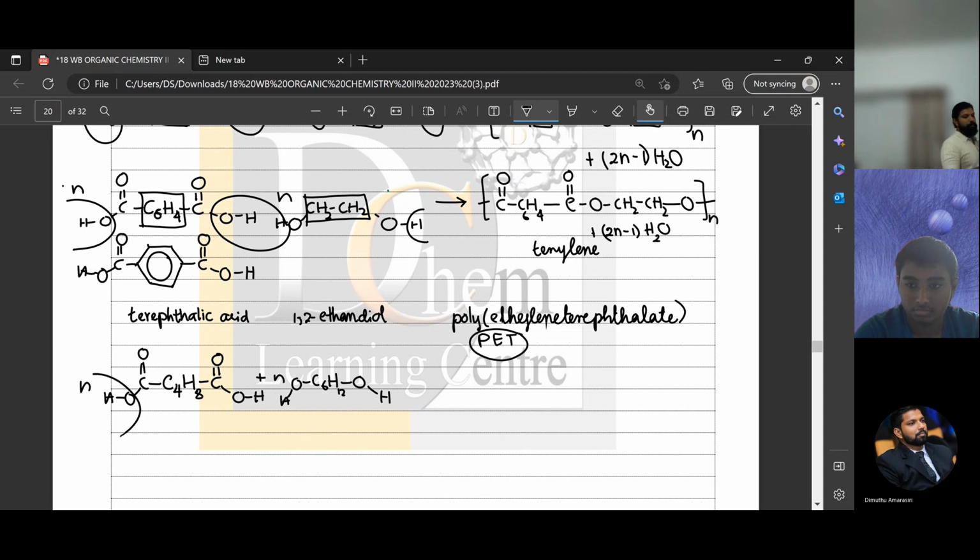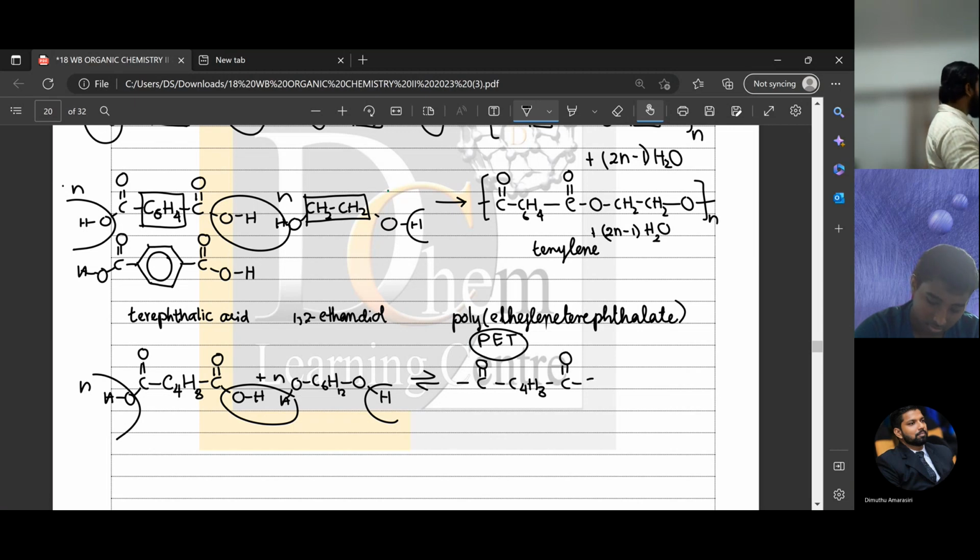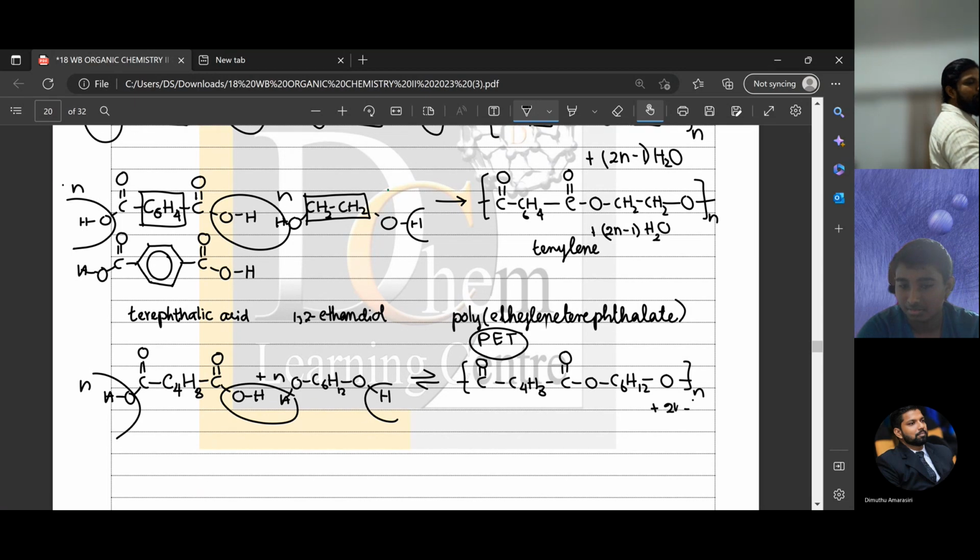So you get OH removed, OH and H removed, H removed. It should be a reversible reaction anyway. Esterification. What's the catalyst for this polymer formation? Concentrated sulfuric acid, right? Because this is none other than an esterification reaction. 2n minus 1.